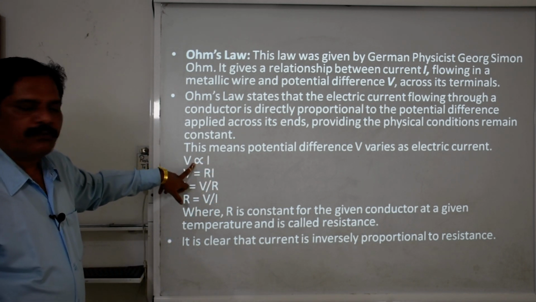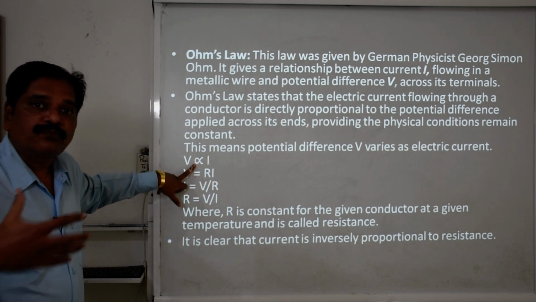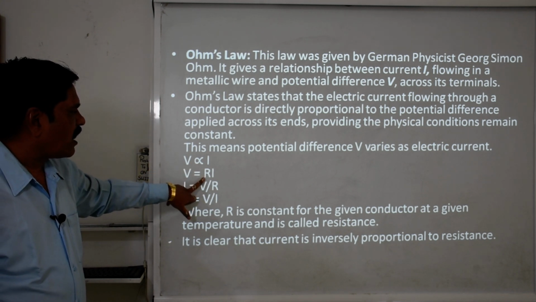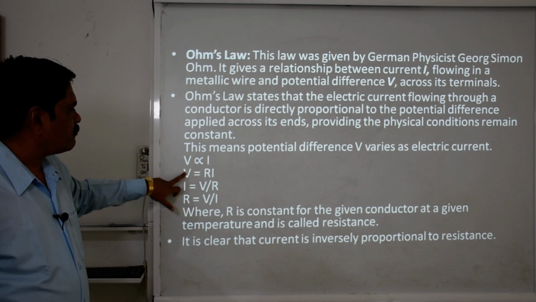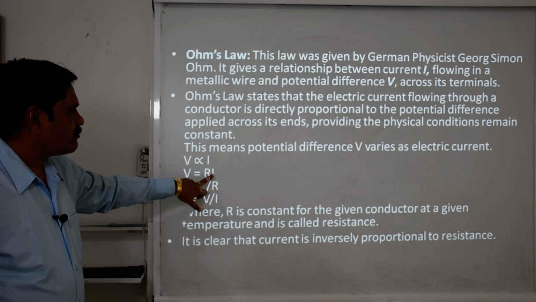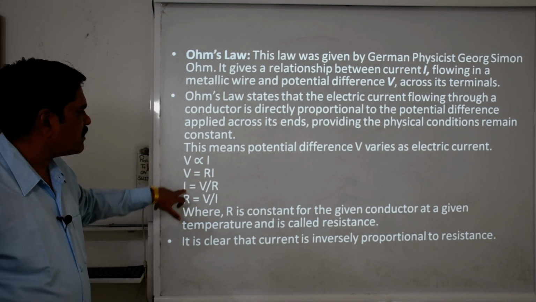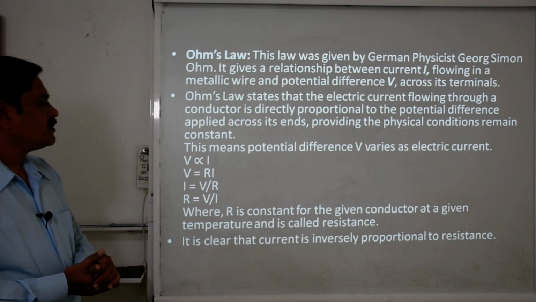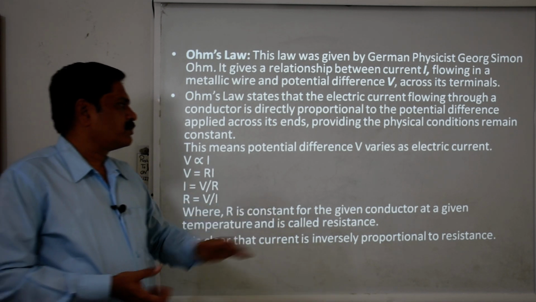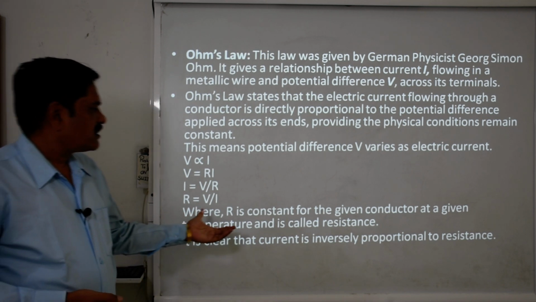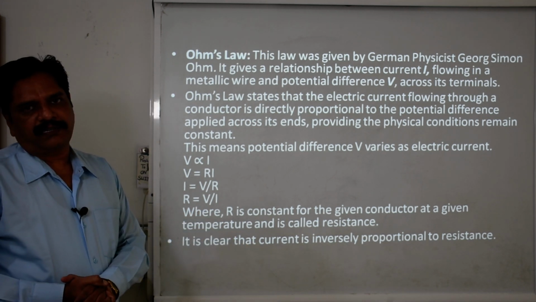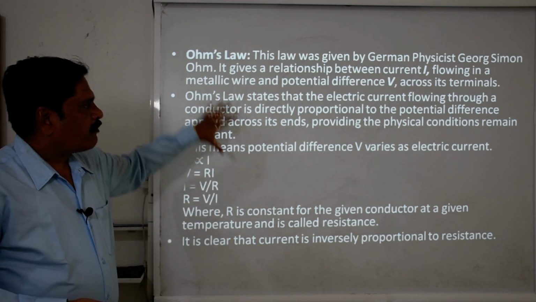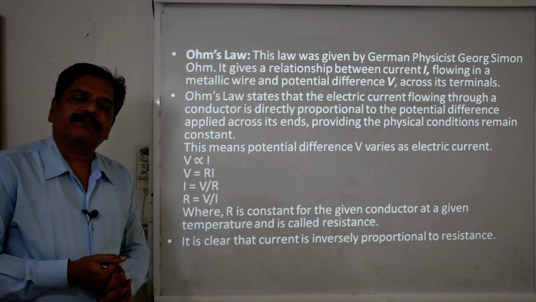This proportionality sign can be removed with the help of this constant R, where R is equal to resistance. So V is equal to IR, or if you want to find I, then I is equal to V upon R. If you want to find R, then R is equal to V upon I. So if this is constant at a given temperature, it is called the resistance. Clear?